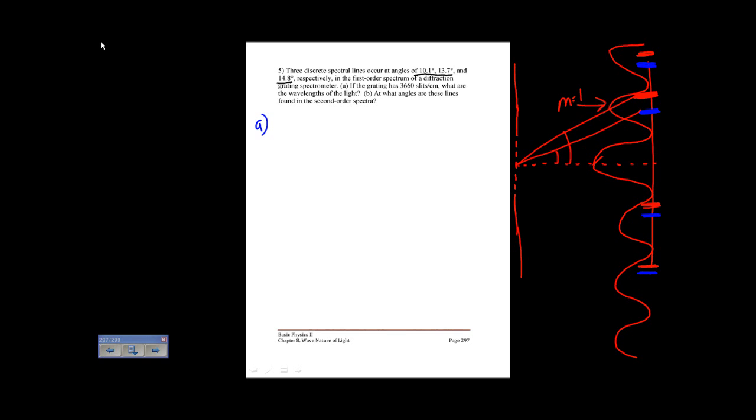my grating has 3,660 slits per centimeter. I want to first convert that into a distance between slits, so that's going to be 1 over 3,660, which is 2.73 times 10 to the minus 4. That's going to be centimeters per slit if you just invert these units. But I want that in meters, so it's going to be 2.73 times 10 to the minus 6 meters.